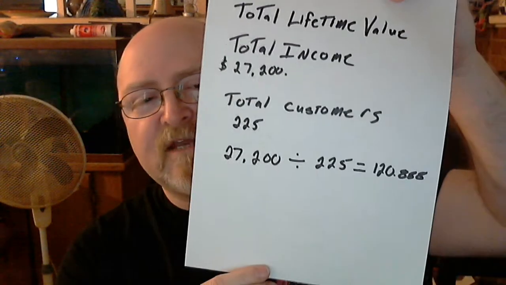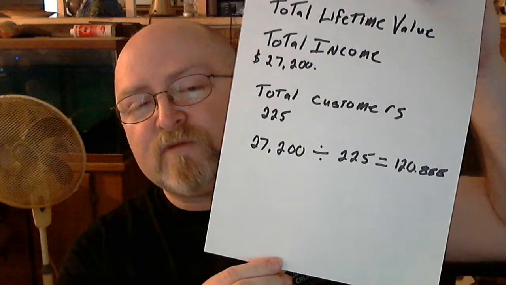Assume you have a total income of $27,200, and then assume that you have 225 customers that you've earned that $27,200 from. All you really do is take the $27,200 and divide that by 225, which is right there, and that comes out to $120.8888, and the calculator carried on the eights. But for our purposes, we'll just say $120.88.